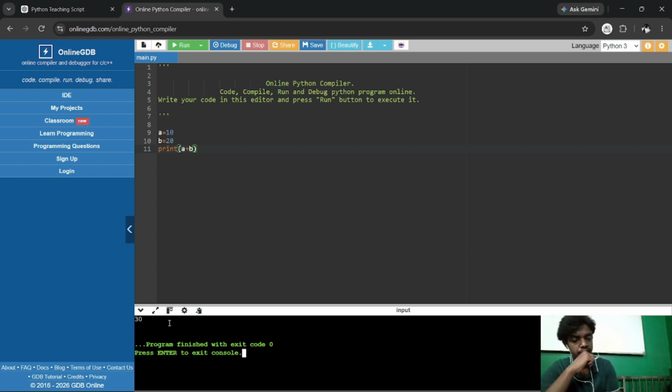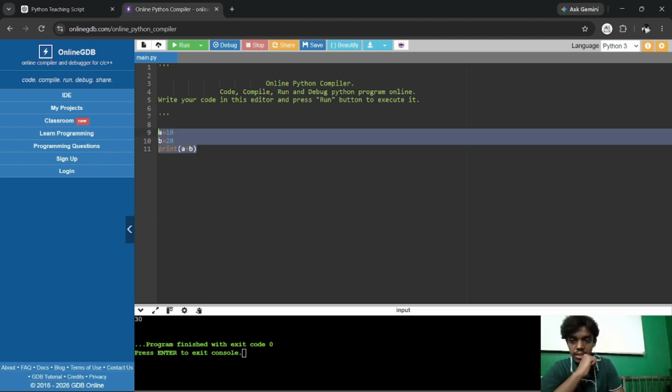Imagine you have 500 rupees and your friend gives you 300. How much money do you have now? If you do the math, then it would be 800. It's addition. Similarly, another arithmetic operator is subtraction.